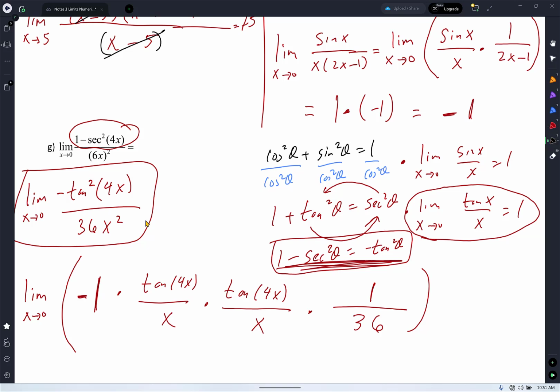No, it's not squared anymore because I squared 6. 6 times 6 is 36. I don't have a squared. Where is the squared?